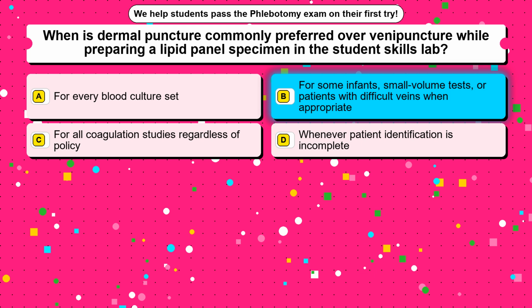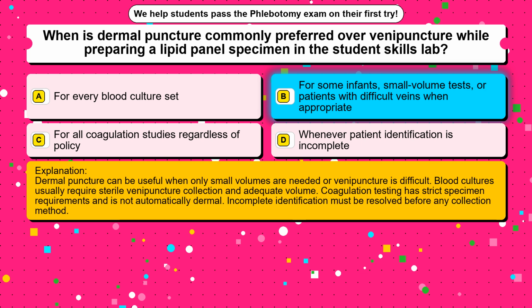The correct answer is option B. For some infants, small volume tests, or patients with difficult veins when appropriate. Dermal puncture can be useful when only small volumes are needed or venipuncture is difficult. Blood cultures usually require sterile venipuncture collection and adequate volume. Coagulation testing has strict specimen requirements and is not automatically dermal. Incomplete identification must be resolved before any collection method.